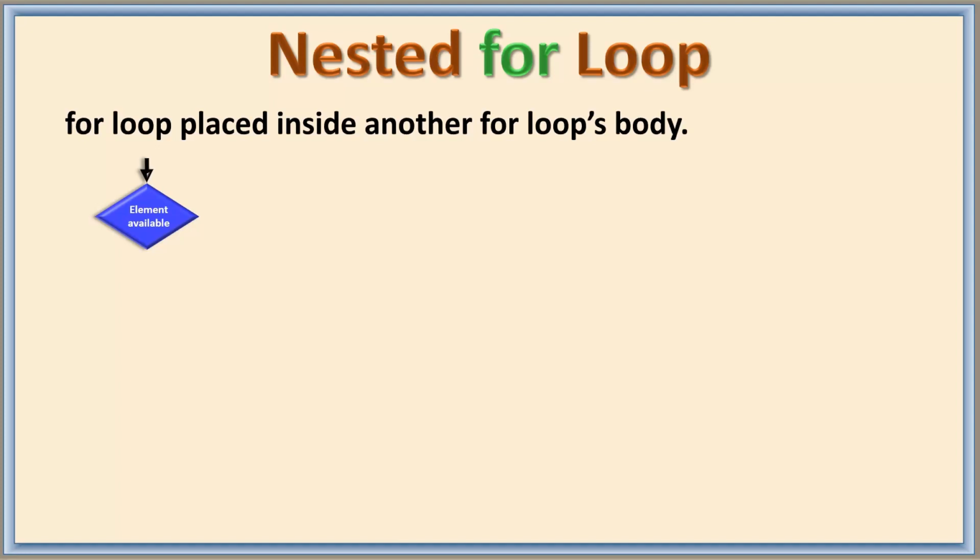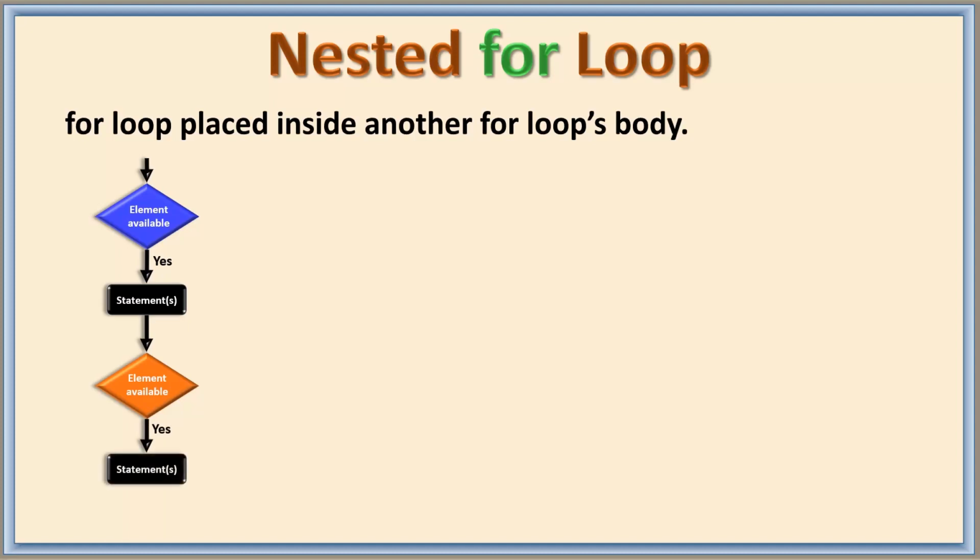We know a for loop works for every element of its sequence. When an element is available, it executes the body. The statements are given, and these statements are executed. In this body itself, another for loop is given. This is the inner for loop now. Here again elements in the sequence will be there. When the elements are available, it executes the statements. It checks for the next element and then executes the statements again.